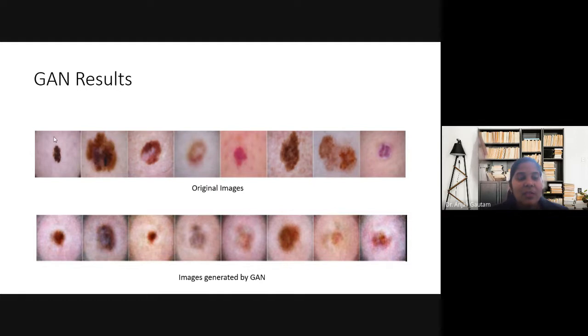Okay, so this is your input image and you are generating the output. The GAN generated image is there. So this is the input image and you are generating the synthetic image here. Likewise, for all the images you can generate the synthetic image.